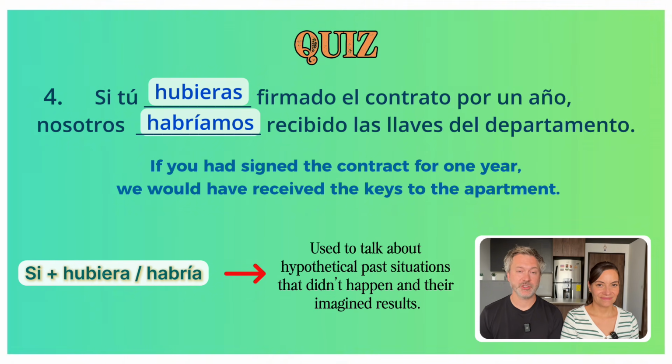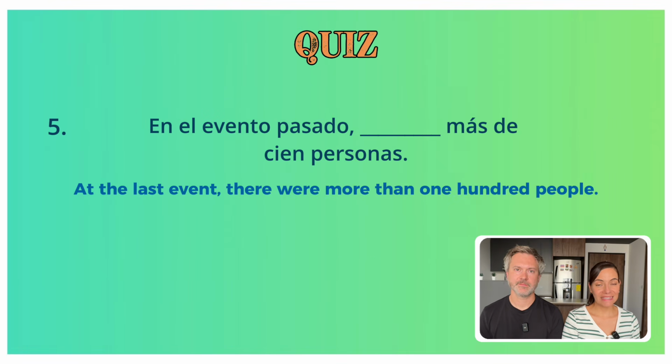Now, whenever we have this structure, the subordinate clause is always going to have si and then haber in the imperfect subjunctive, so hubiera. And then the next part in the main clause will always have haber in the conditional tense. En el evento pasado, blank, más de 100 personas. En el evento pasado, hubo más de 100 personas.